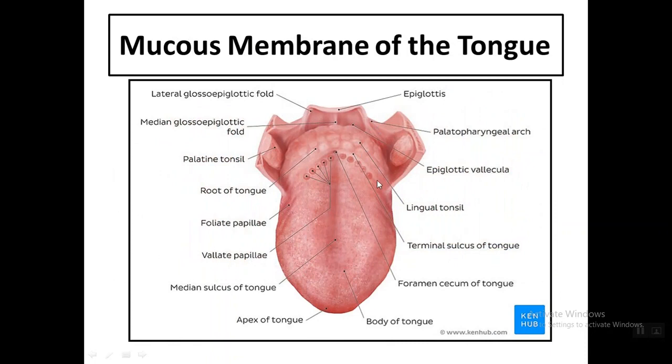Here we can see the V-shaped sulcus, or terminal sulcus of the tongue, or sulcus limitans. At the top of the V there is a small pit called the foramen cecum of the tongue, and this sulcus limitans divides the tongue into an anterior 2/3 and a posterior 1/3. And here we can see that the anterior 2/3 is covered with papillae, while the posterior 1/3 is covered with the lingual tonsils.